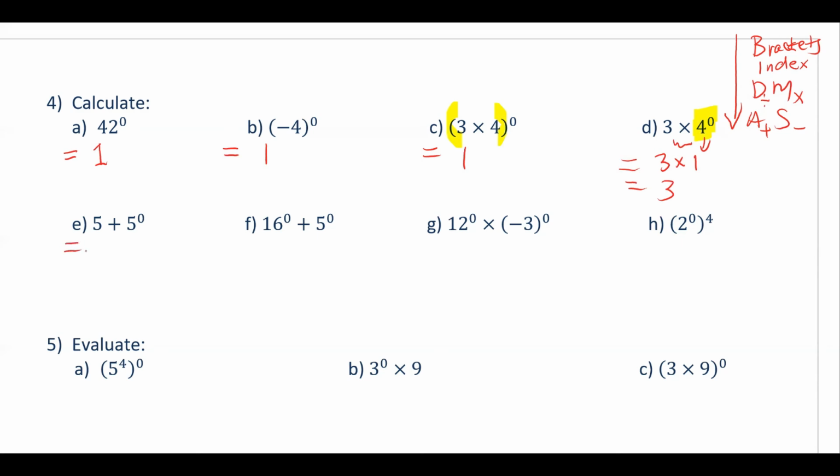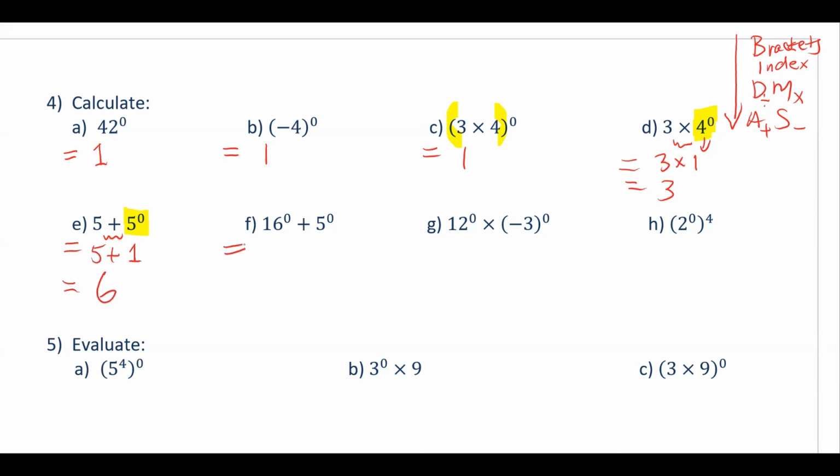For question E, again, we have two operations. We've got a plus and we've got a power of 0. So again, glancing down our order of operations, which one comes first? Index comes before addition. So we're going to have to do 5 to the power of 0 first before adding it onto the first 5. So our result will be 5 plus 1, because anything to the power of 0 is 1. Then our result is 6.